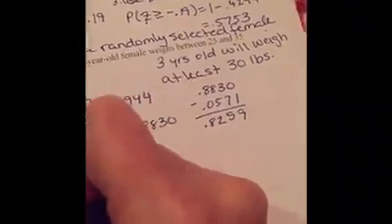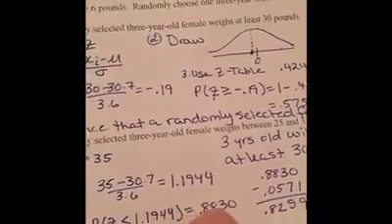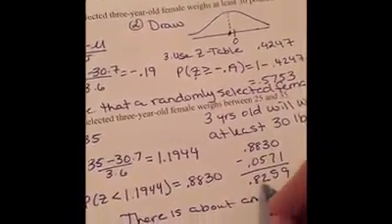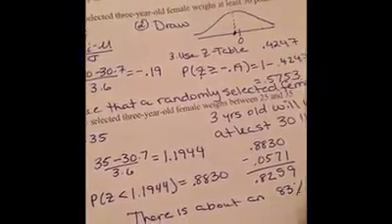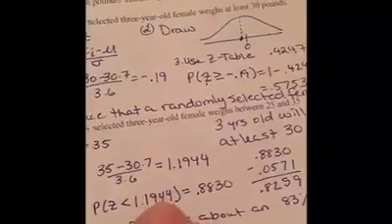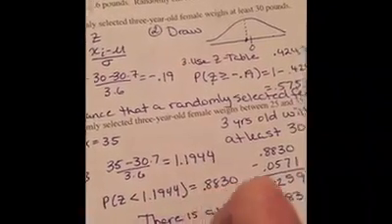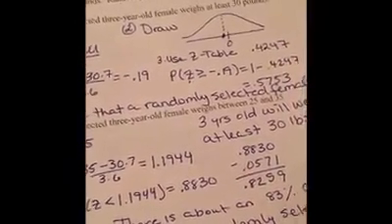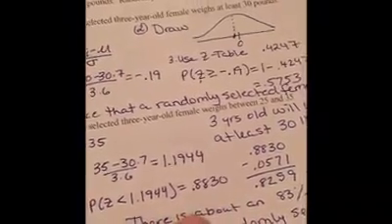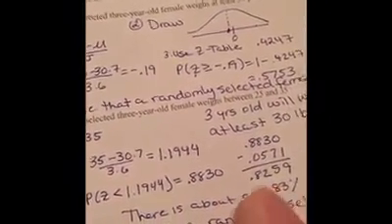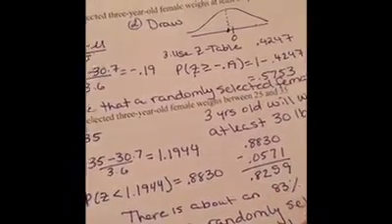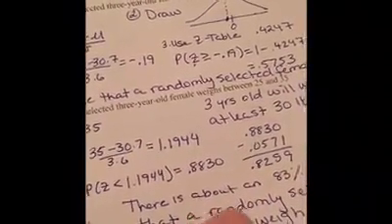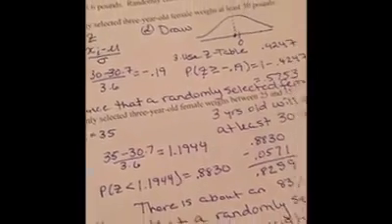So when we write our conclusion, there is about an 83, because we round that to 83% chance that a randomly selected 3-year-old will weigh between 25 and 35 pounds. And that's how you find that one.